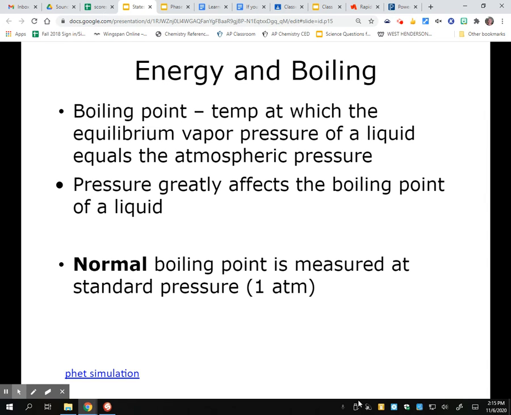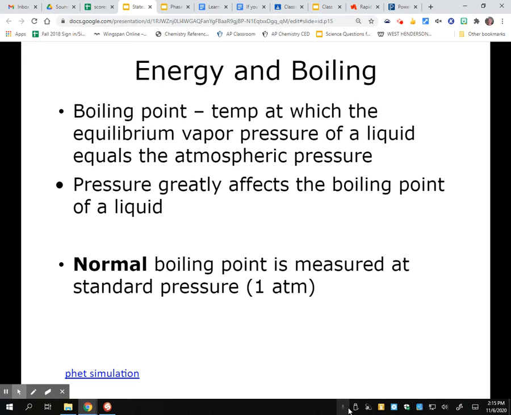Now, when we talk about a normal boiling point, we're talking about what we would normally experience. So up until you've had this class, if I ask you the boiling point of water, you'd say 100 degrees C. That is when water boils at the pressure that we're at most of the time. And our standard pressure is 1 atmosphere of pressure, or 760 millimeters of mercury, or 101.3 kilopascals.